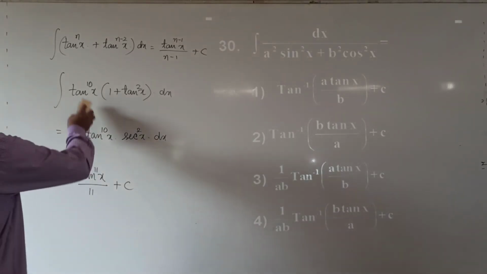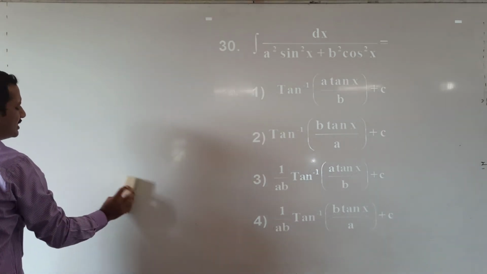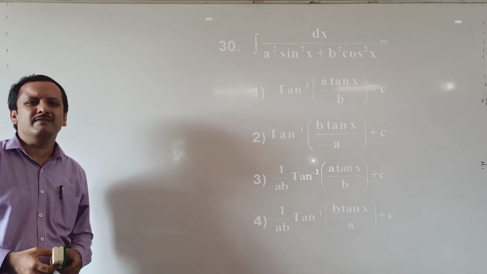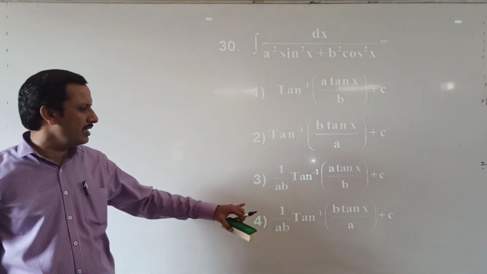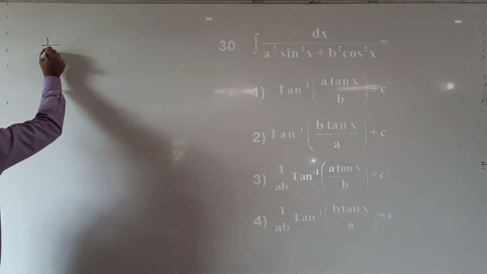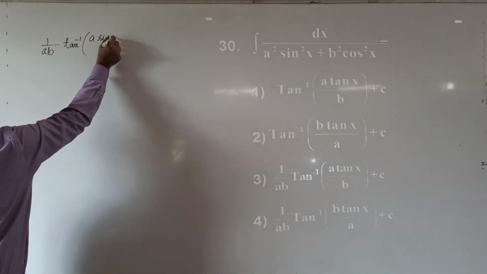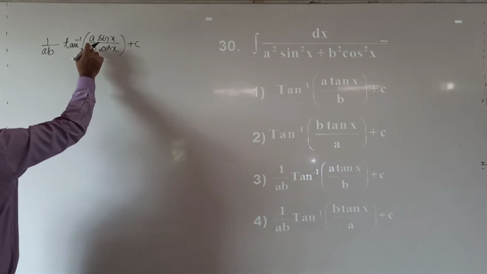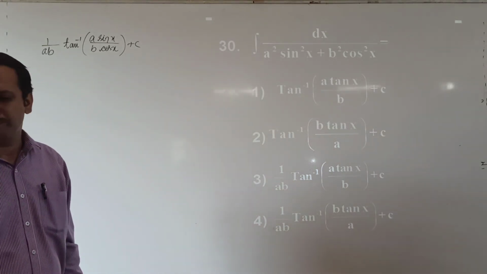Question 30. Integral of dx by a square sin square x plus b square cos square x. Remember this formula? Remember this is the formula. 1 by ab tan inverse of a sin x by b cos x. Which can be written as a by b tan x. Third option is the answer.